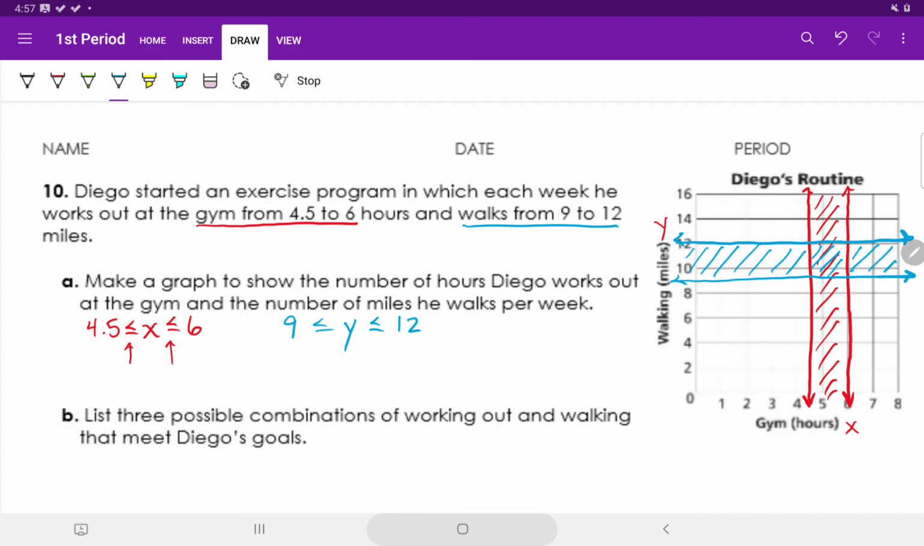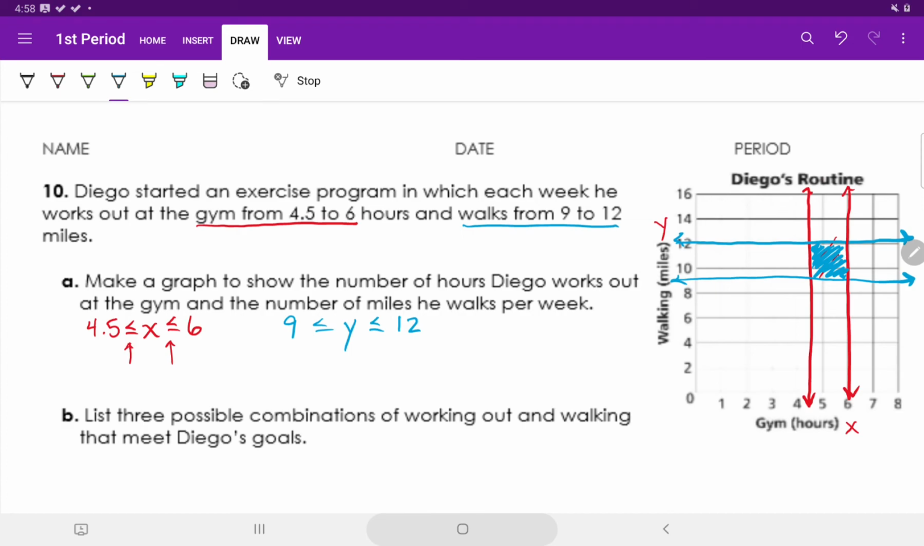Now finally, we need to erase any shading that doesn't satisfy both inequalities. So it has to be shaded with both blue and red. Here, this is only blue, and this is only blue. Oh no. So I can erase also some of this red down here. I'm really bad with my eraser. I keep erasing my lines. So the only region that we need to fill in is right here in this little box. So we've answered part A.